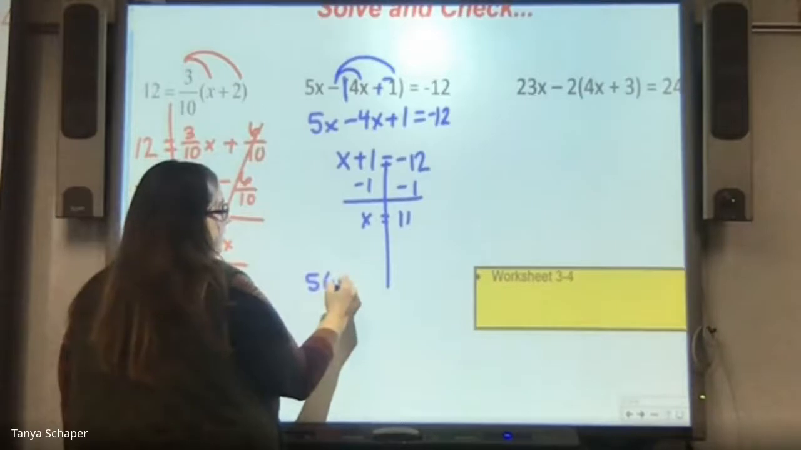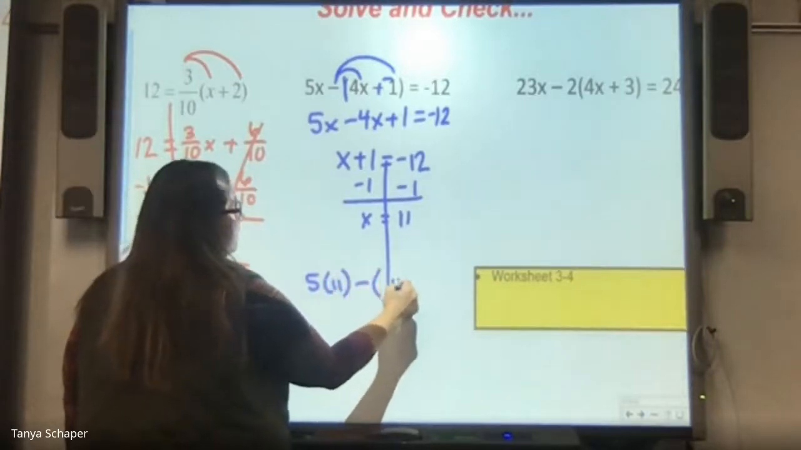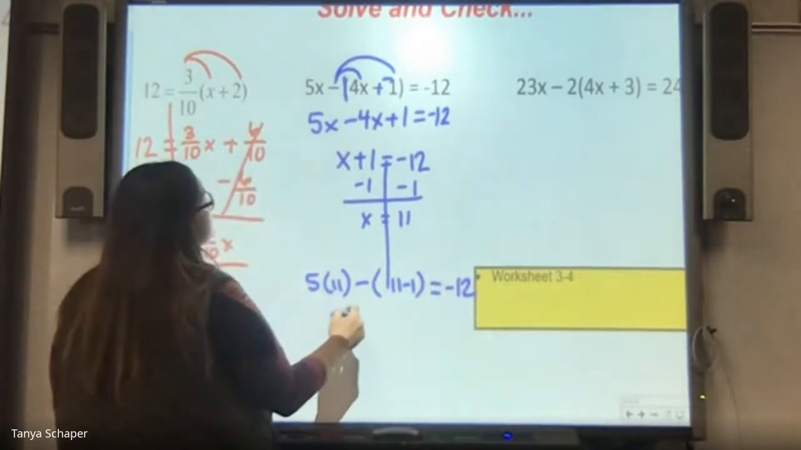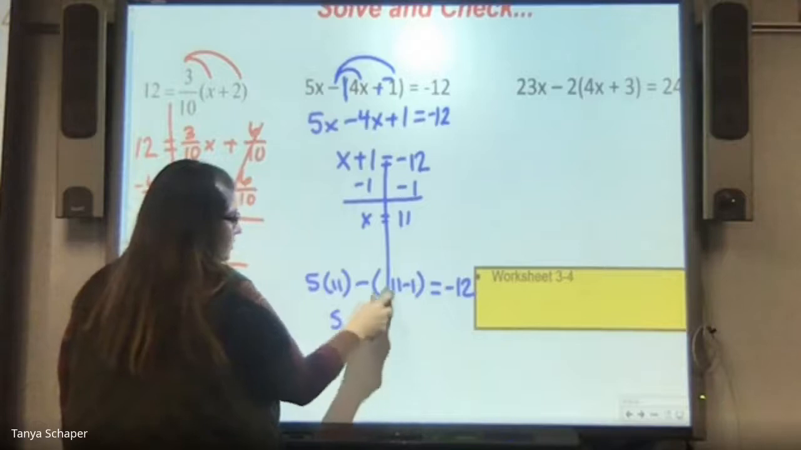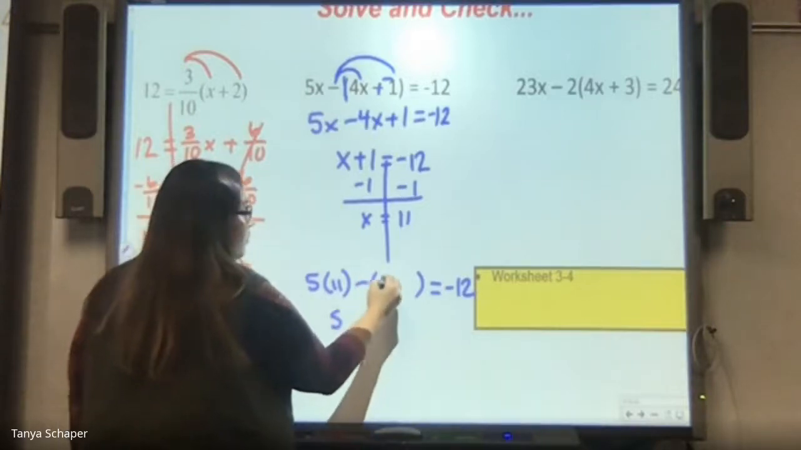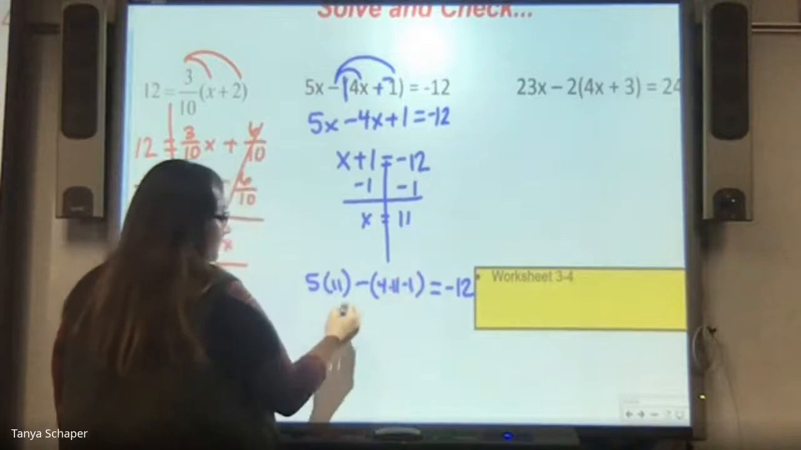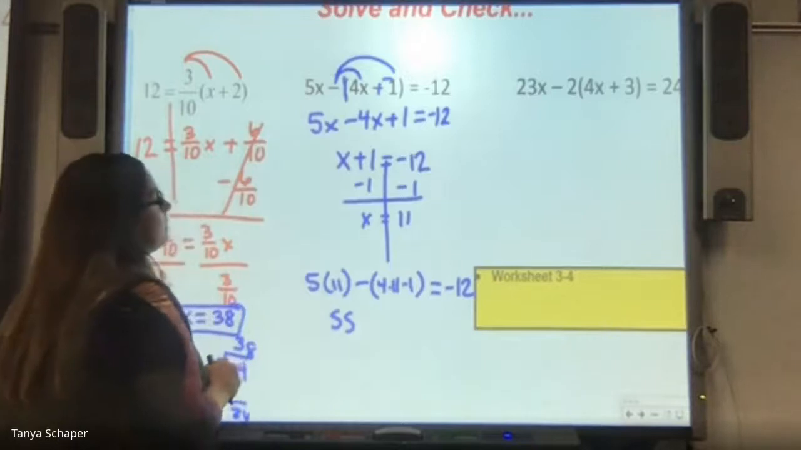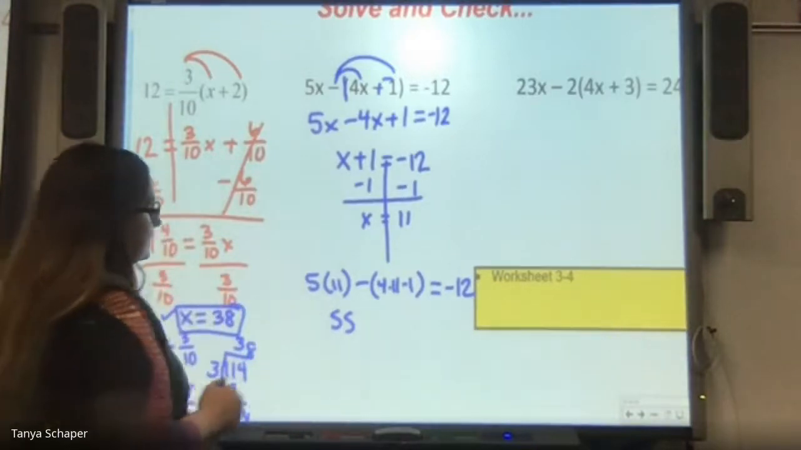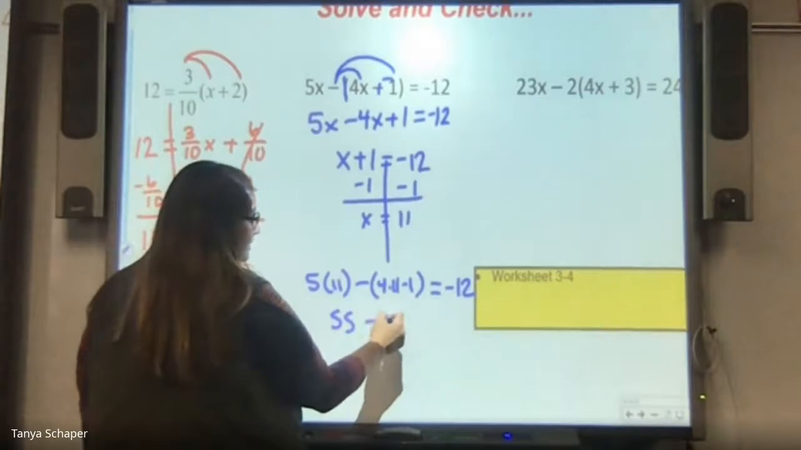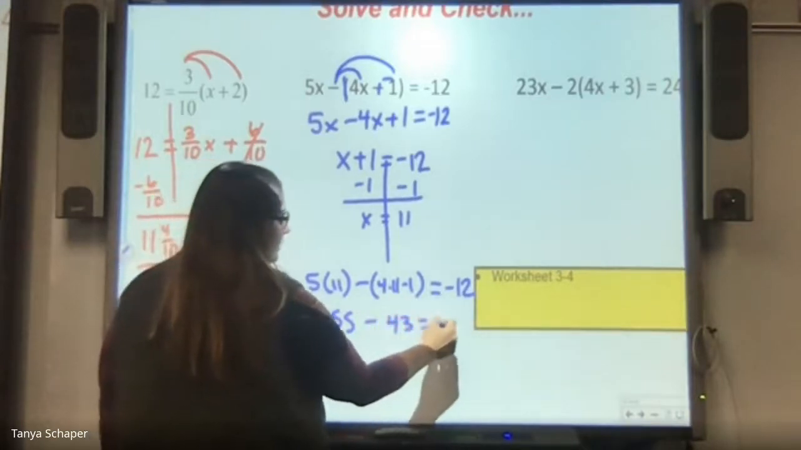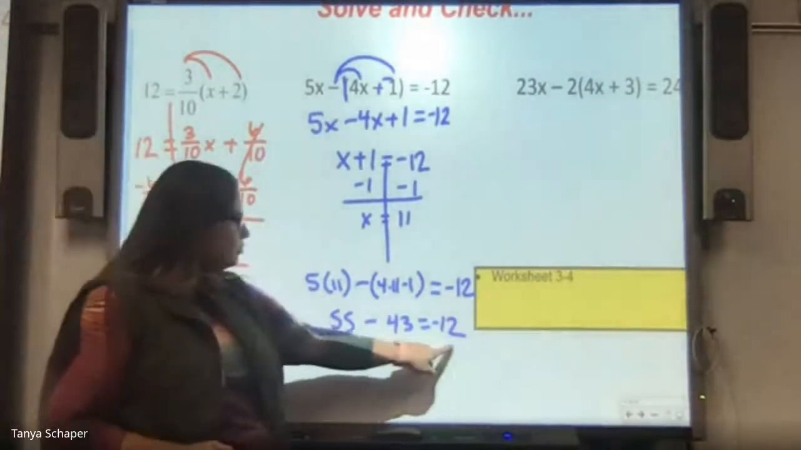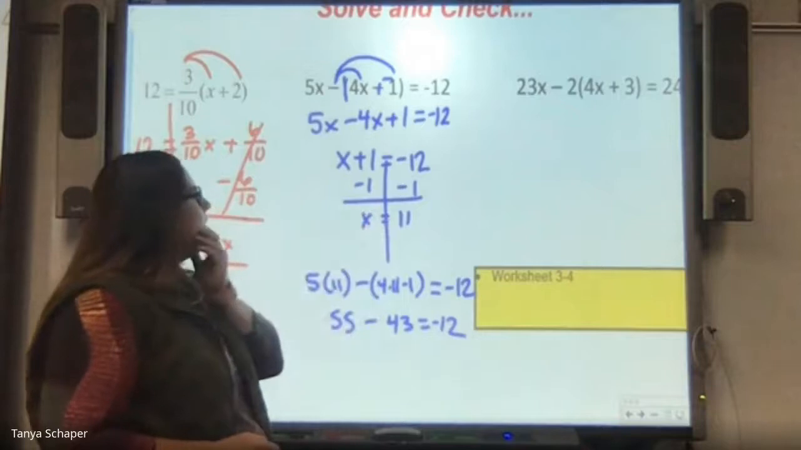And then I can check it. Is 5 times 11 minus 11 minus 1 the same as -12? Is, whoops, I made a mistake. Did you catch it? It should be 4 times 11 minus 1. 55 minus 44, minus 1, is 43... I made a mistake. This isn't working out. 43 doesn't equal negative 12. That tells me my answer is wrong. This isn't true. So this is wrong. What did I do wrong?